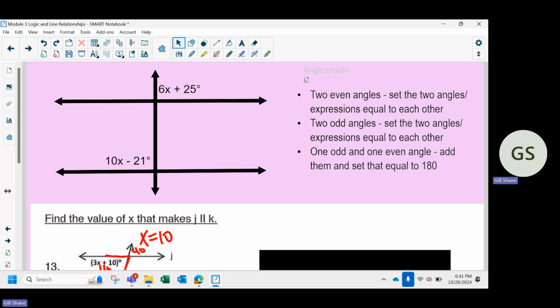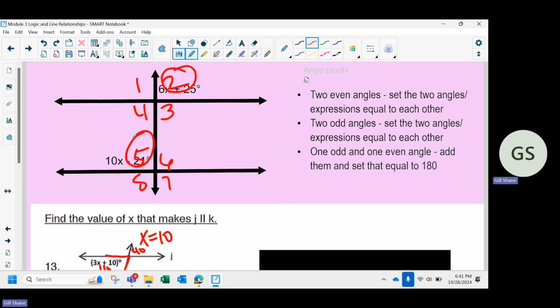All right, so the process is, again, if you're not done, pause it right now and work through it. So that would be 1, 2, 3, 4, 5, 6, 7, 8. Now I just look at where I have the information. I have angle 2 and angle 5. Nope, they're not both even, so I don't set them equal because of that. They're not both odd, so again, I don't set them equal because of that. One is odd and one is even. That means I add them together and set them equal to 180.